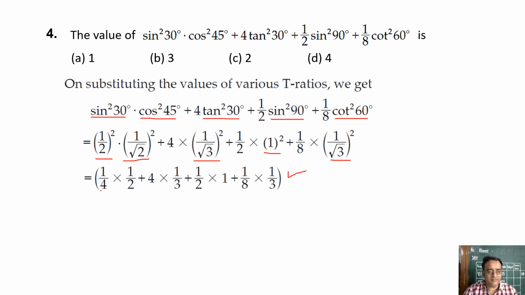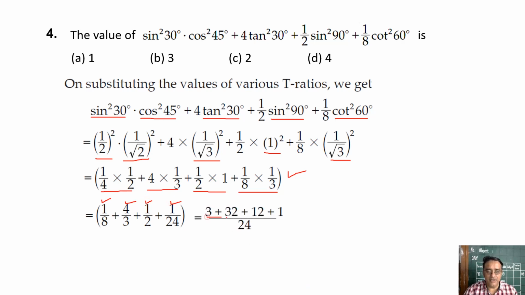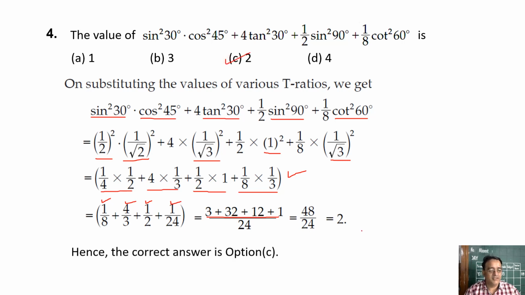Yes, sir. Okay. So this will become 1 upon 8, this will become 4 upon 3, 1 by 2 and 1 by 24. Now the LCM of all the denominators 8, 3, 2, 24 is 24. And we have to multiply with 3 here. And if we add all the numerators, we are getting 48. So 48 by 24. Final answer? 2. So which option is the correct one? Option C, right. So this is the fourth question.